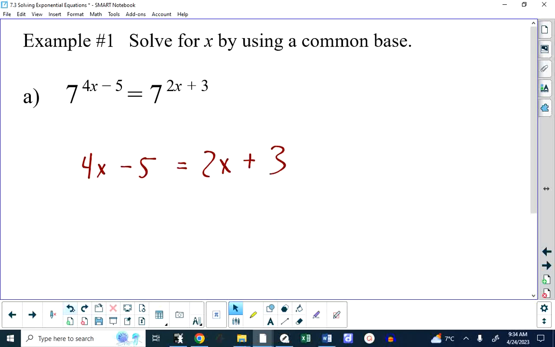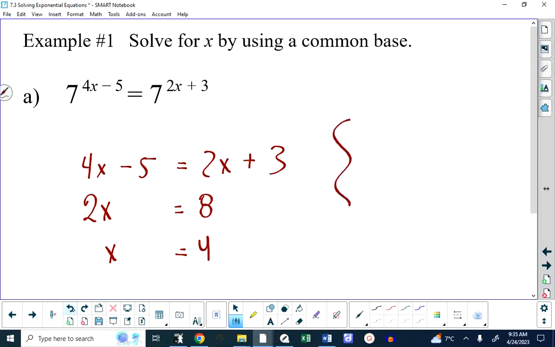So I can subtract 2x from both sides and get 2x on the left. I can add 5 to both sides and get 8 on the right. I can divide both sides by 2 and get x equals 4. And if you like, you can check that by putting 4 back in for x. If I put 4 in for x on the left, I've got 7 to the 4 times 4 minus 5.